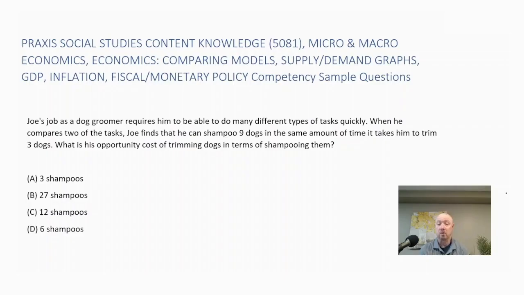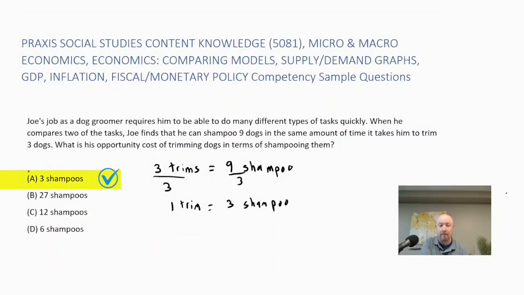So what we want to do is set up an equation. It says that 3 trims is equal to 9 shampoos. So what we want to do is figure out what 1 trim would be in terms of shampoo. If we divide both sides by 3, we would get 1 trim is equal to 3 shampoos. So the correct answer here is A.